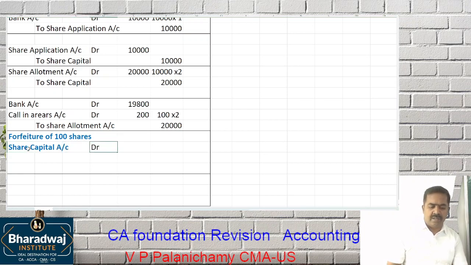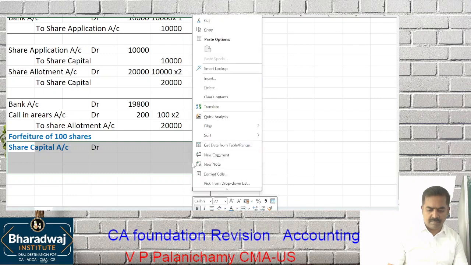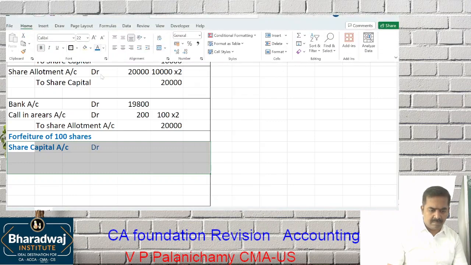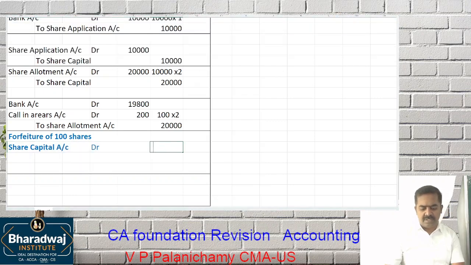Share capital account debit. What will be the amount? How many shares we are cancelling? 100 shares. We have to debit not full amount, only called up value. Application money plus allotment money.